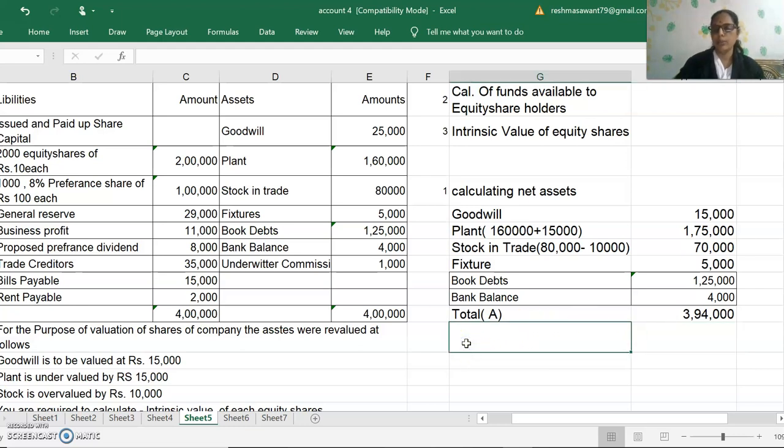3,94,000. Now reduce liabilities, less liabilities. Make sure in this calculation you calculate only current liability. Current liability in your question, not fixed liability but the current liability. Trade creditors, bills payable and rent payable are your current liabilities for this calculation. Only current liability is considered for the calculation of net asset.